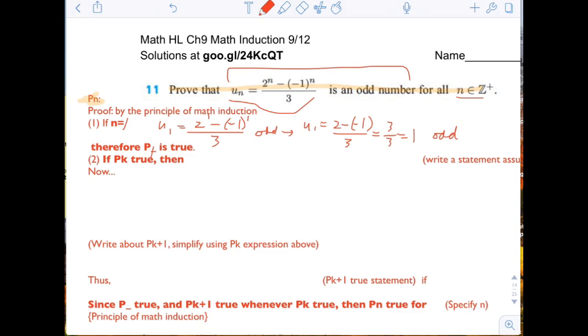So we're going to assume now that p of k is true. P of k would be u subscript k equals 2 to the k minus negative 1 to the k divided by 3, and that is equal to an odd number. So we could say that by saying 2a plus 1, where a is an integer. So we're going to assume that that's true. Now let's do the k plus 1th case.